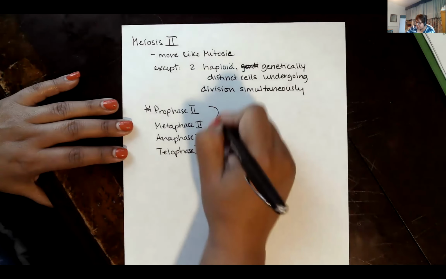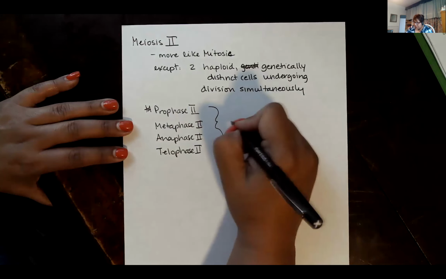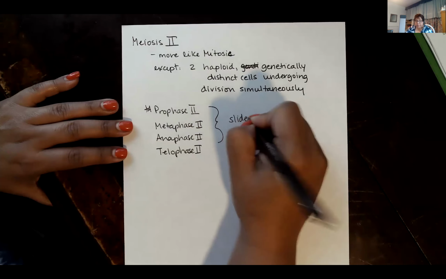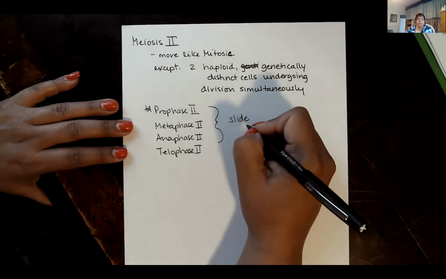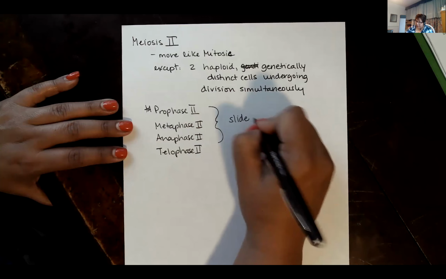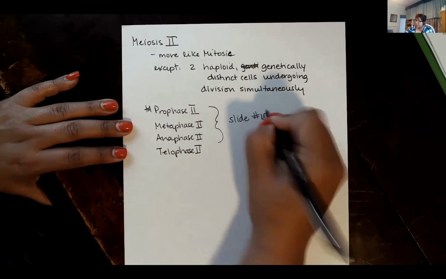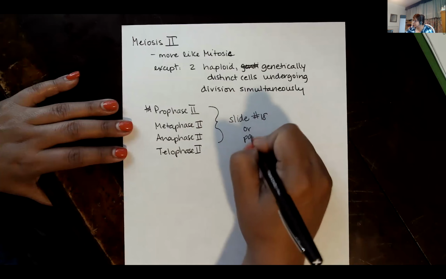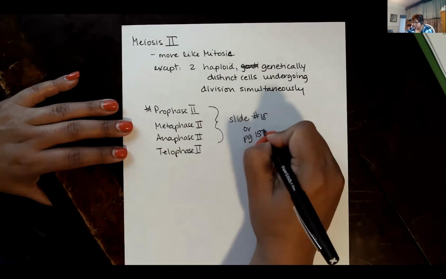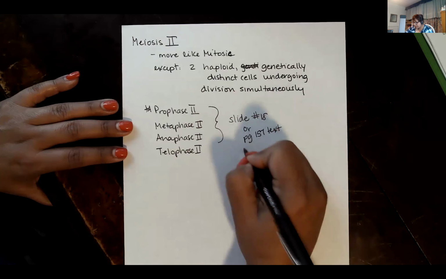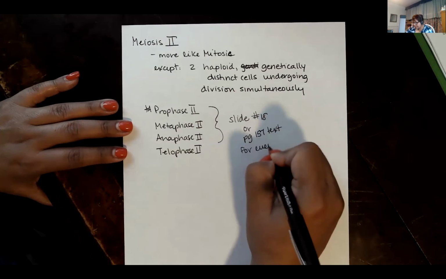Since I'm running low on time, I'm going to refer you to slide number, what slide is this? I think this is 18. Or page 157 of text for the events.